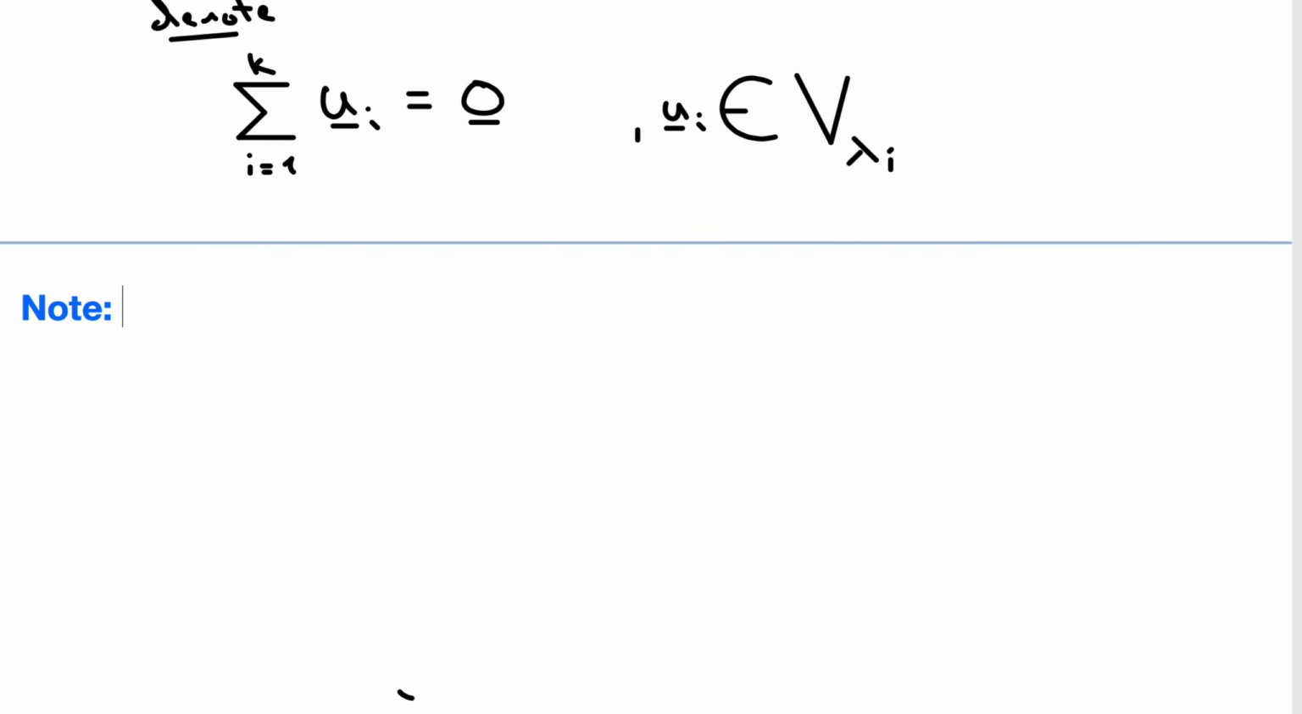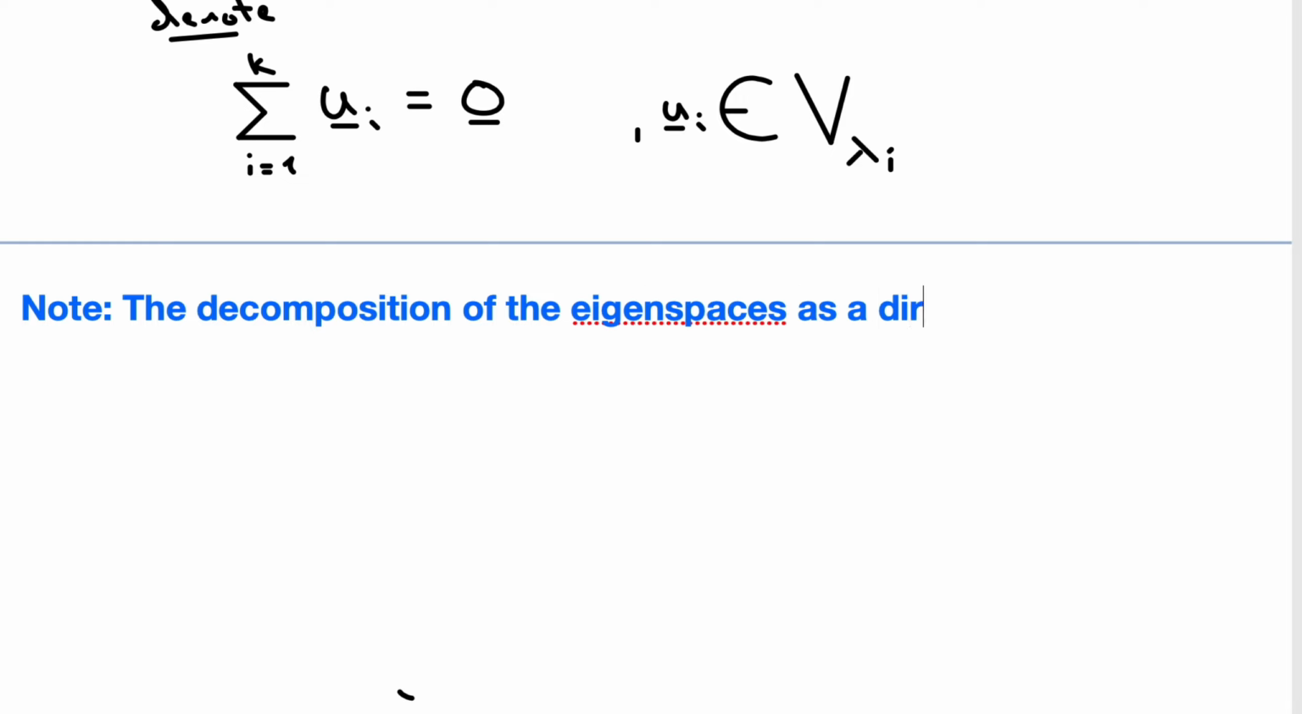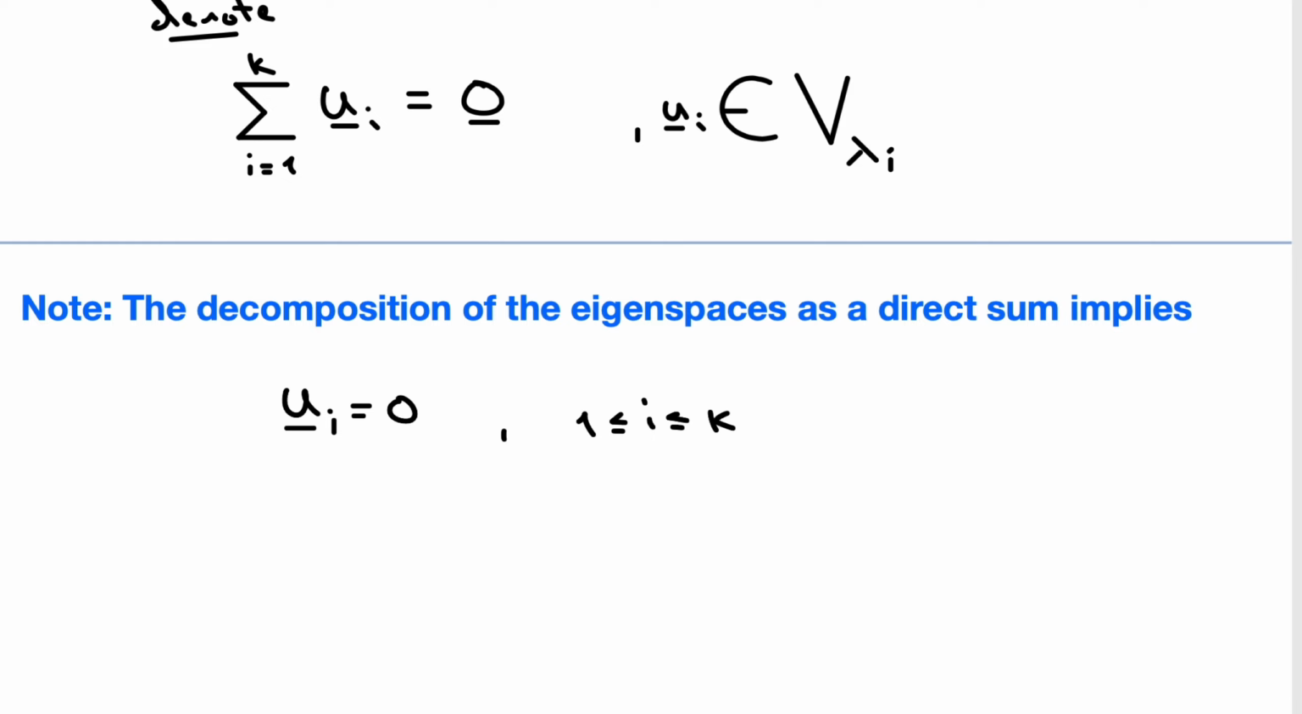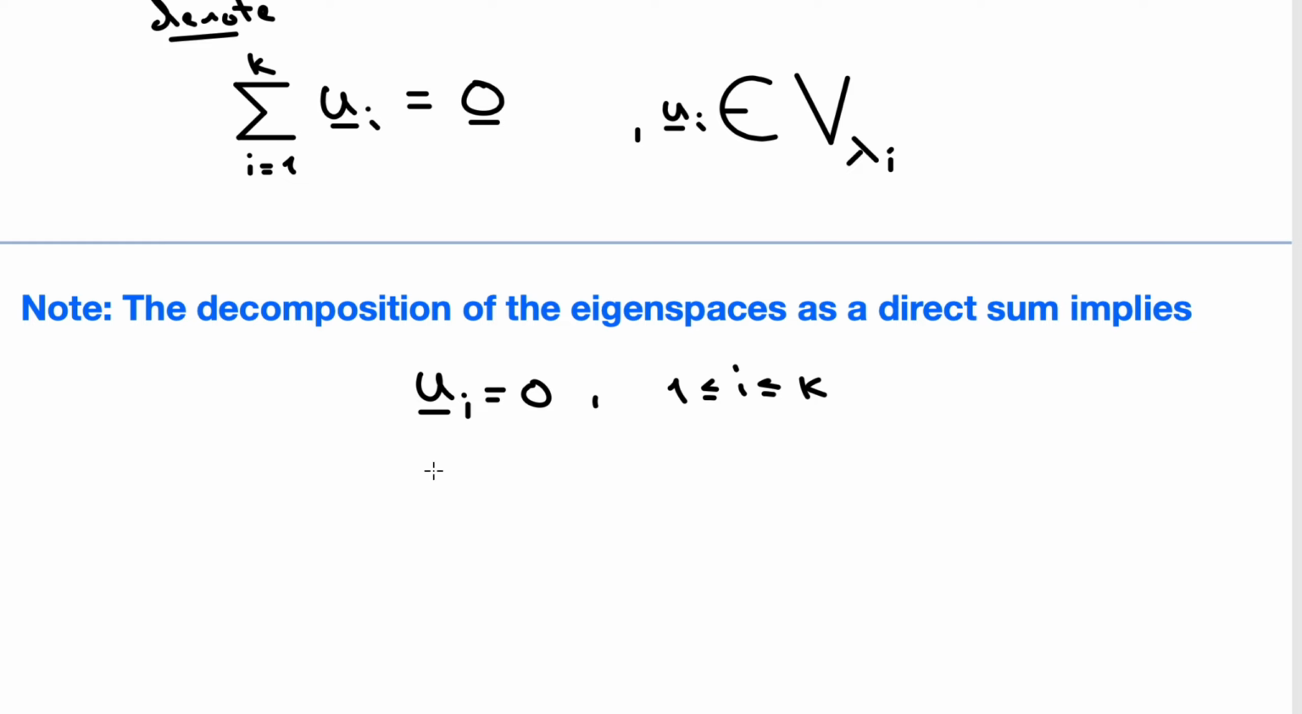So note the decomposition of the eigenspaces as a direct sum implies the following. It implies that ui is actually equal to 0 for every i between 1 and k, excuse me. And this is a general fact of direct sums. It really has nothing to do with eigenspaces. Okay, but it's a useful property that eigenspaces form a direct sum.